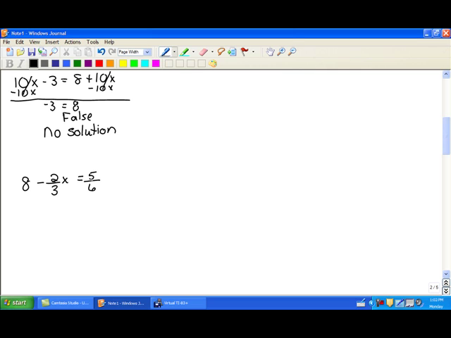When you have equations with fractions in them, you need to clear fractions by multiplying both sides by the least common denominator. But always clear your fractions first. If we look at our denominators of 6 and 3, the least common denominator of both of those is going to be a 6. So I want to multiply both sides of this equation by 6.